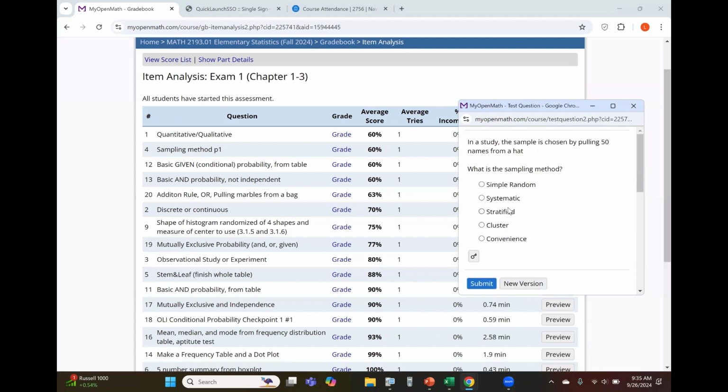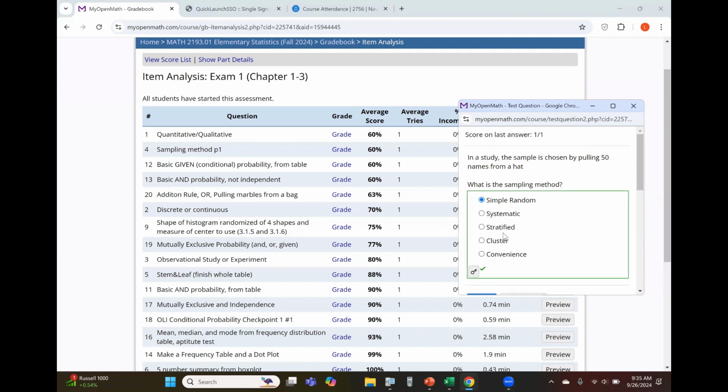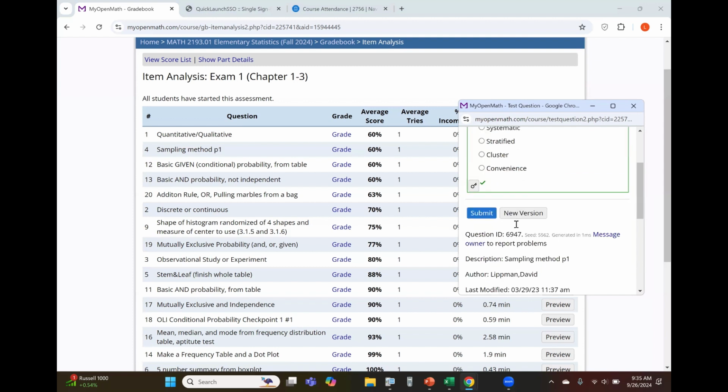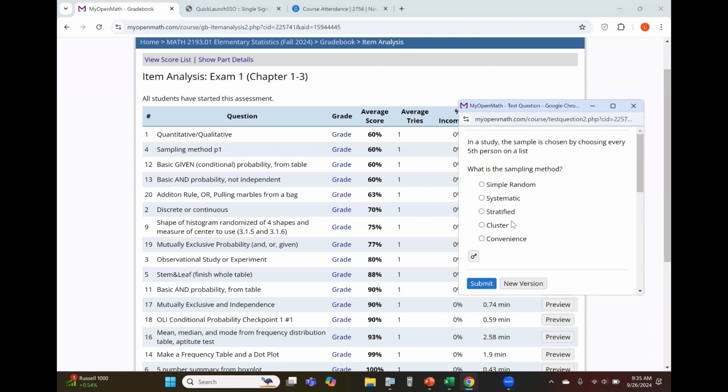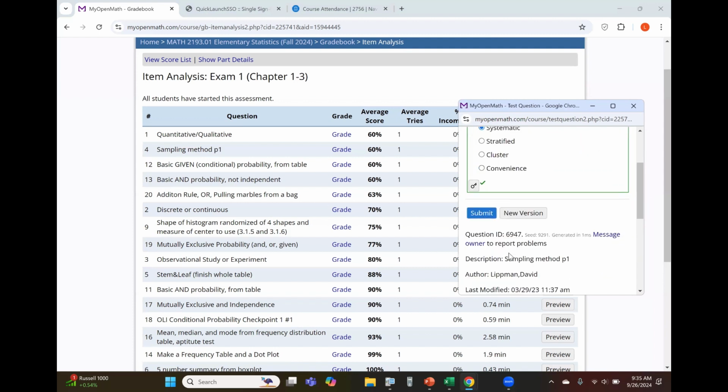Same question. Study chosen by pulling 50 names from a hat. That is simple random. So I think the one that got missed was the stratified. Somebody had stratified or systematic. Let's see if we can get one of those. What about starting and choosing every 5th person? If it's every 5th person, that's systematic. It's stratified again if you break it up into groups and then you sample from each group.